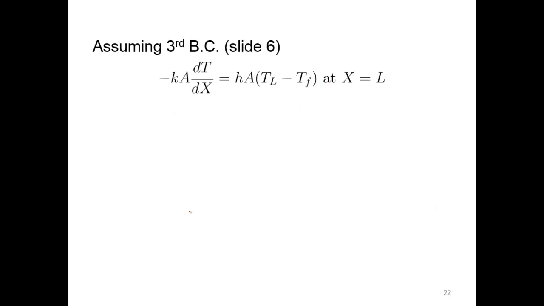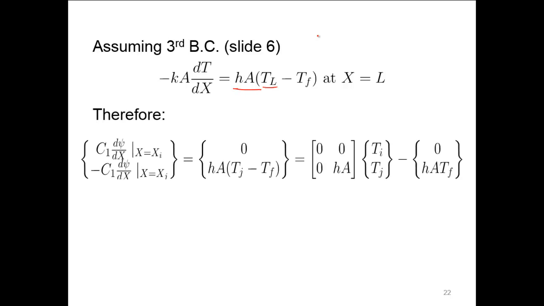All right, so let's look at this. The third boundary condition, from slide 6, we talked about the three different options we had for the boundary condition at the tip. The third one was that we had a convection from the tip. So this is the temperature at the end of our fin.